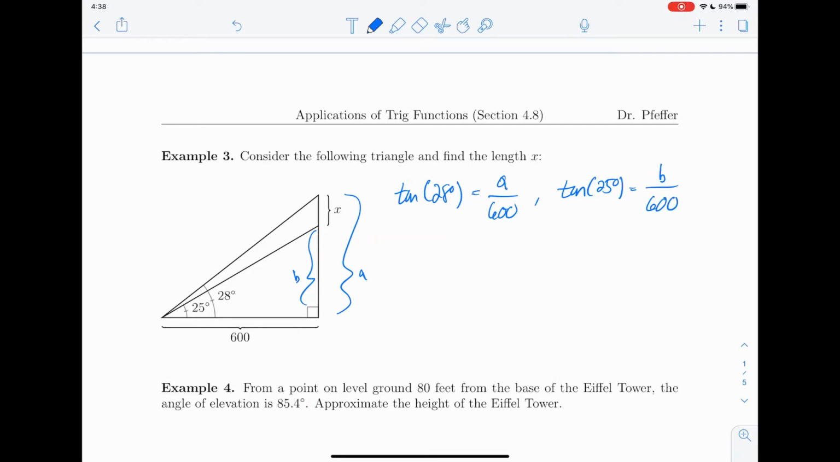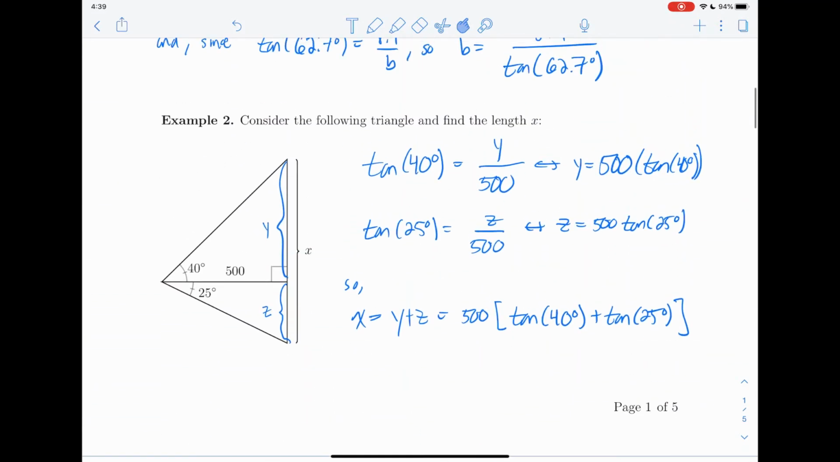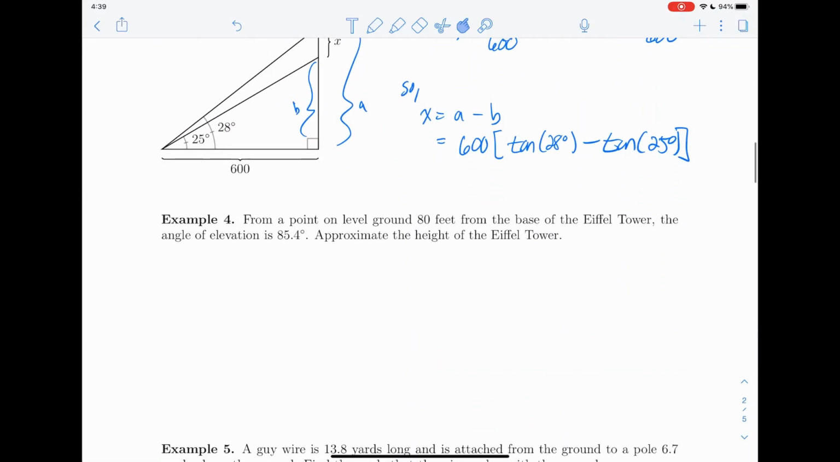And so solving for a and b, we find the desired quantity x is going to be a minus b, which after factoring out the 600, we'll be left with 600 times the quantity tangent of 28 degrees minus the tangent of 25 degrees. So we witness that the answer form for this problem is eerily similar to the one we encountered in the previous problem. But instead of adding tangents, we subtracted tangents.